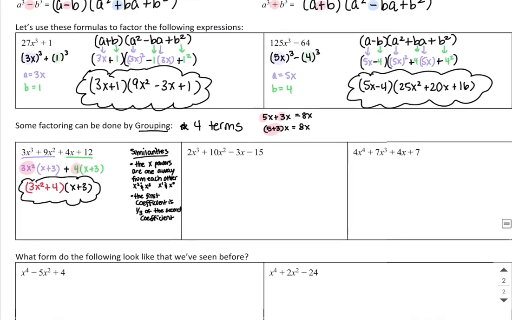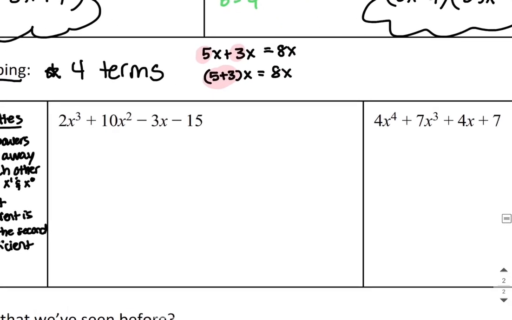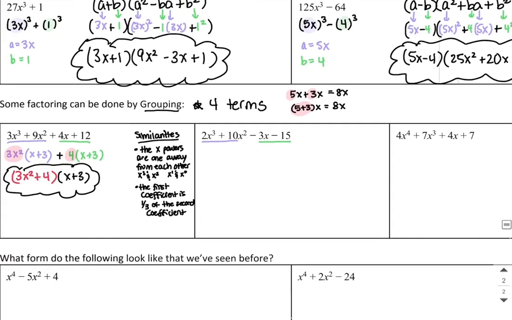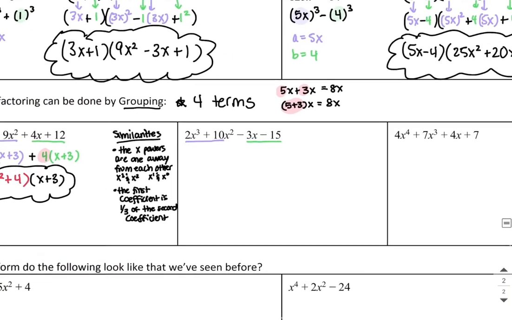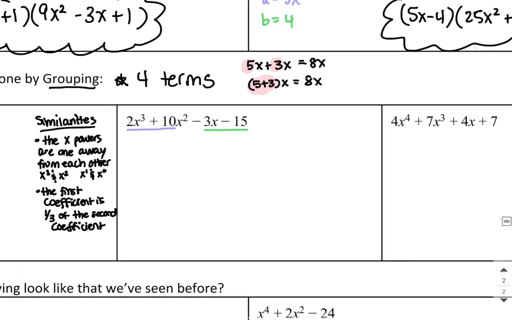And then if I do this example here, I'm going to group it again. This is the first group, this is the second group. I'm going to see that the similarities are very similar to the ones that I had in the first example. The x powers are 1 away from each other. And in this example, the first coefficient is 1/5 of the second. If I take out the greatest common factor, I'm going to see a pattern again. So I'm going to take out the greatest common factor of the first group, and that's 2x squared.